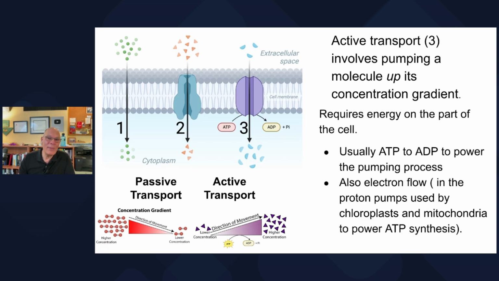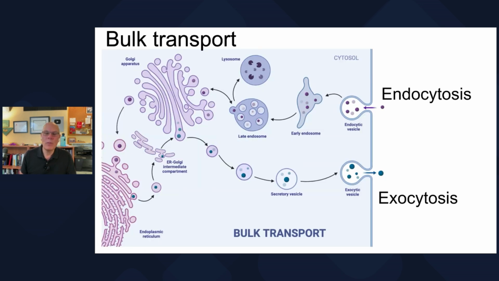Another way that can happen, however, is through the flow of electrons, and that happens in proton pumps that are used by chloroplasts and mitochondria to power ATP synthesis. That's a process that's called chemiosmosis. It is mind-blowingly cool. I cannot wait to teach you about chemiosmosis and that process of active transport.